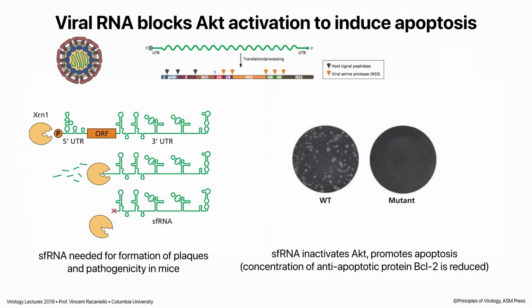Now, you may be thinking, how does the virus replicate if the RNA is all degraded? Well, not all of it is degraded, just some of it. Obviously, viruses have antagonists of enzymes like XRN1, and so this virus is still able to replicate, but enough small fragmented RNA is made that it has this effect.